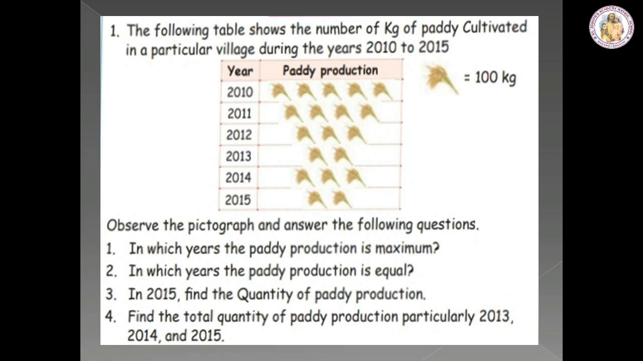Second one, in which years is the paddy production equal? Can you see the picture and tell me? That is 2013 and 2015, as well as 2012 and 2014. Fourth one, find the total quantity of paddy production, particularly 2013, 14 and 15. In 2013, 14 and 15, the total quantity of paddy production is 700 kg.